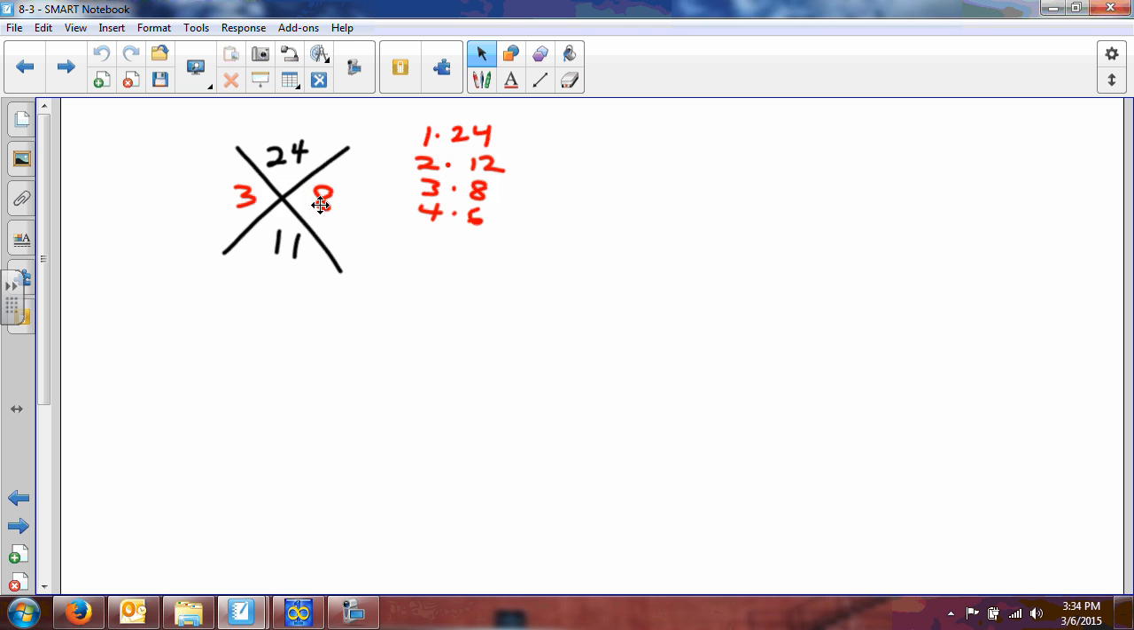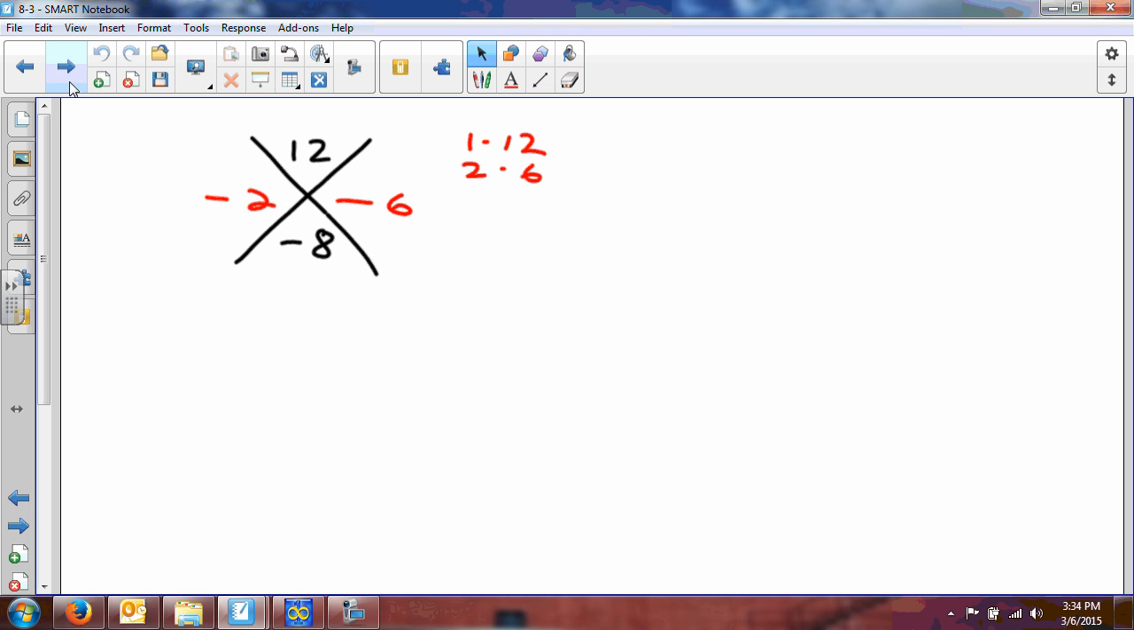Once you find your two numbers, you can write them down. You're good to go. 24 divided by 1 gets me 24. 24 divided by 2 gets me 12, so 2 times 12. 24 divided by 3 gets me 8, so 3 times 8. Just do it that way in your calculator. Start dividing by stuff until you get the two numbers you need.